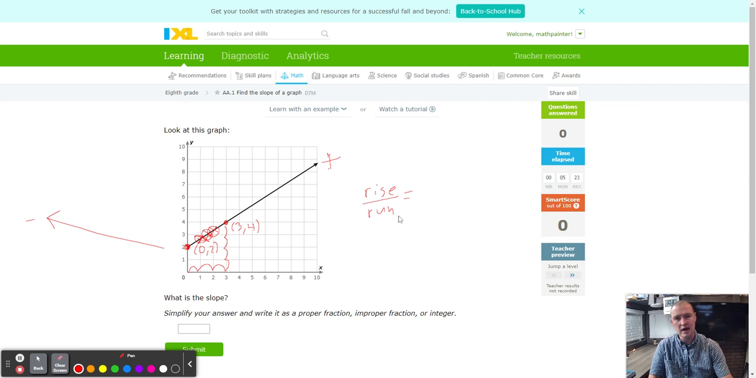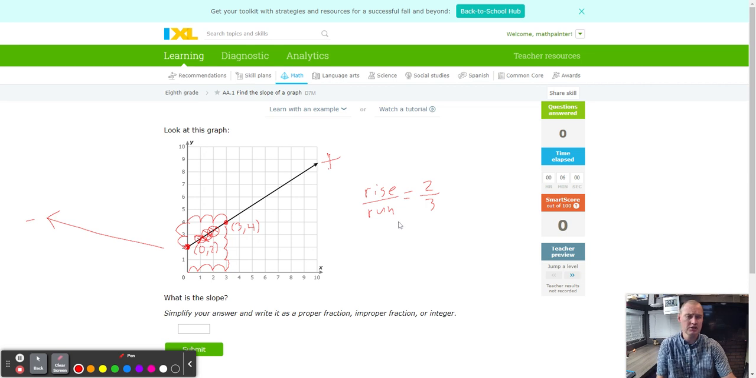Now, the word rise is how many you go up from the lower point to the higher point. So notice that 0, 2 is the lower point. So if I go up 1, 2, I went up 2 to be at the same height as 3, 4. So the rise, I counted up 2. Now, going to the right, 1, 2, 3 actually gets us to 3, 4. So I went to the right 3. And there we have it. We got 2 over 3.